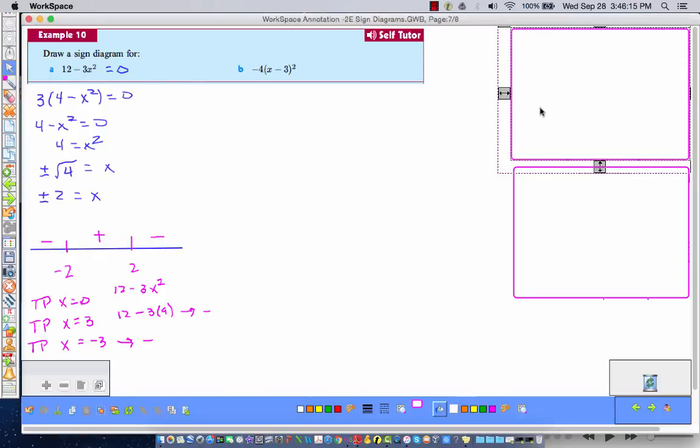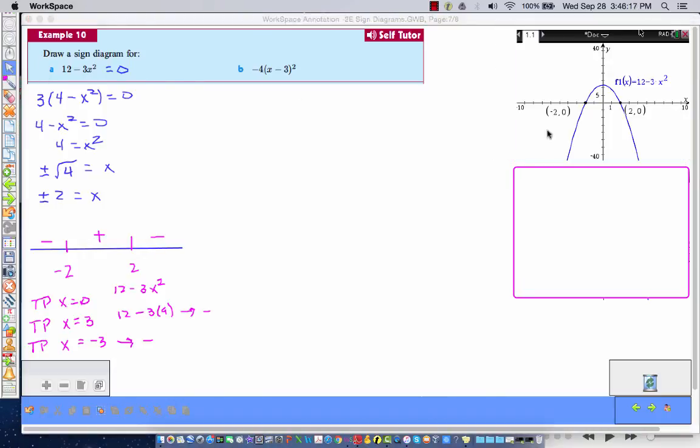I did graph it as with the others, and there it is. Makes sense. My zeros, my critical points, negative 2 right here, positive 2, and you can clearly see the function is negative to the left of 2. It is positive between negative 2 and 2, and then it goes negative again below the x-axis to the right of 2.